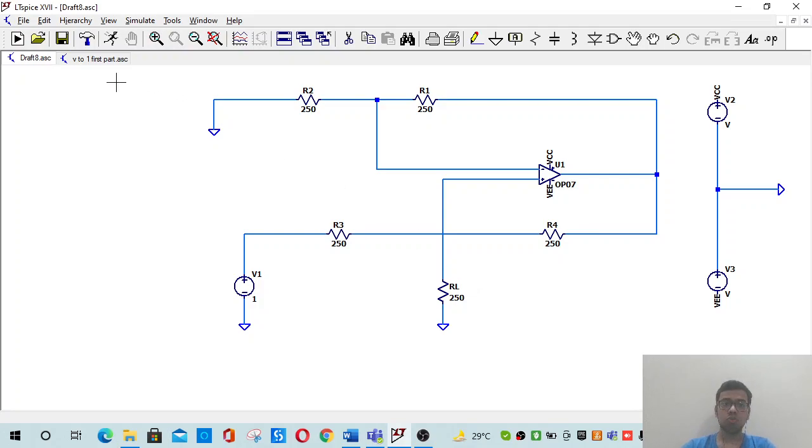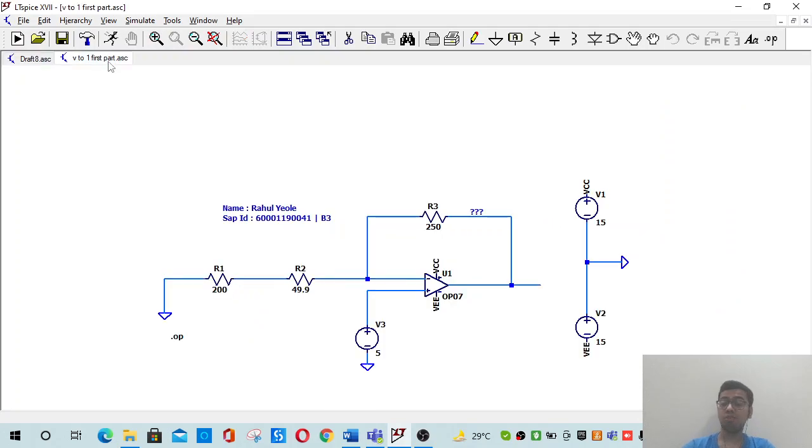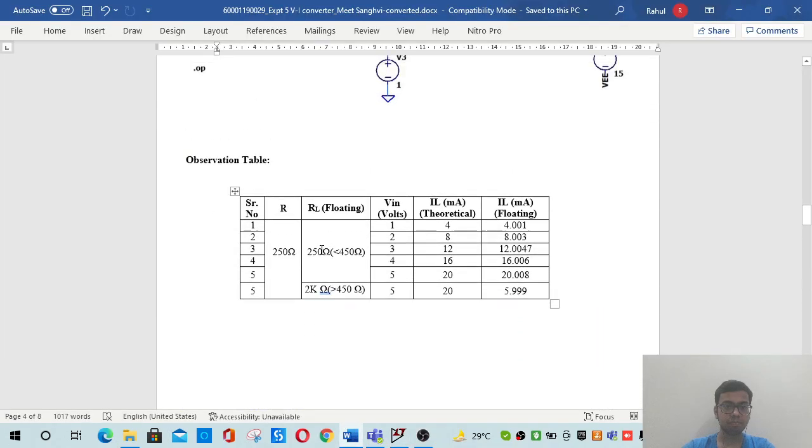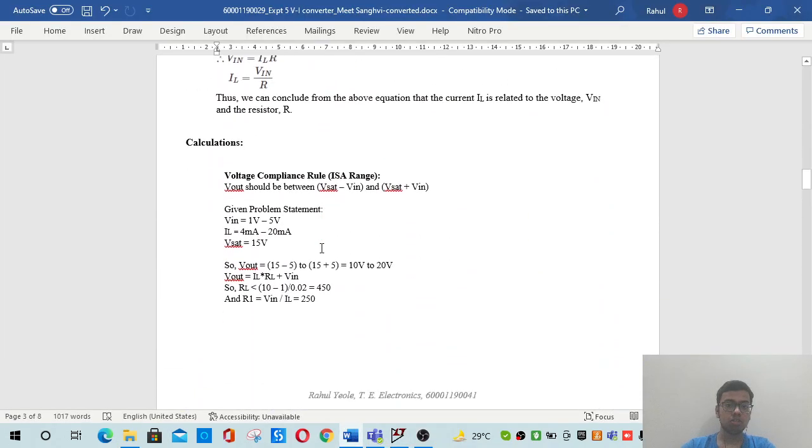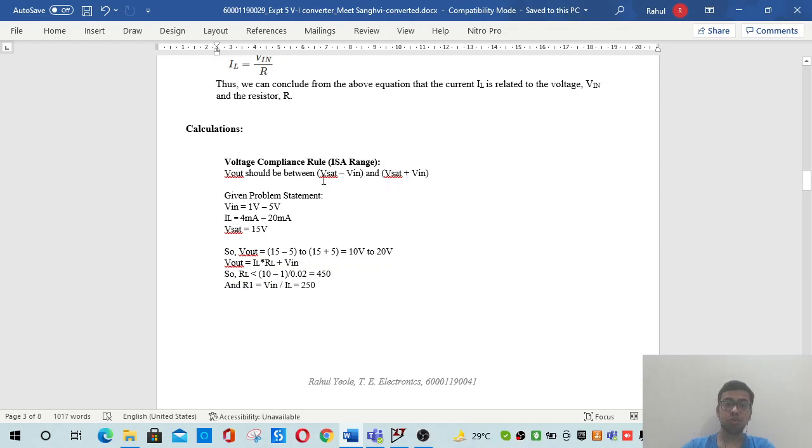Simple. So to start with, we'll be starting with the floating load. The circuit looks simple, but both are equally simple to understand as well as interpret. So I would like to show you a document on it. Here you see something known as the voltage compliance rule. What does this rule state? It simply states that the output voltage should be between Vsat minus V and Vsat plus V.